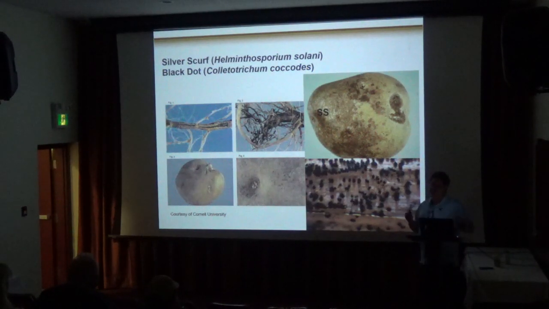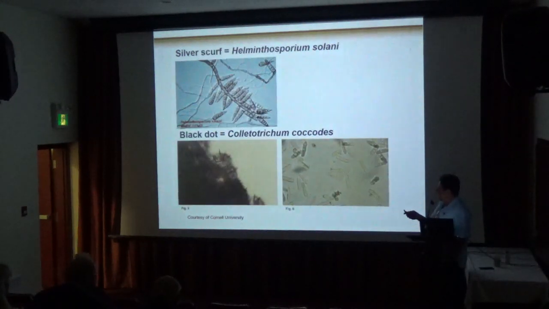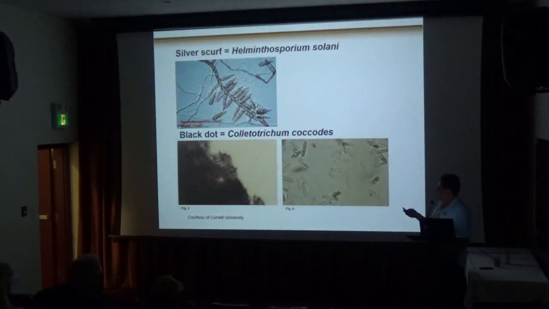And a lot of the spread happens in storage, in the ventilation system when spores spread around, but if you get infected seed and you plant it, you can then get spores around those daughter tubers. So that's certainly a concern. And you can tell them apart pretty easily in the lab under the scope. The silver scurf has this Christmas tree-like spore, and black dot produces these little spikes in its spore structure. So they're not hard to tell apart in the lab.